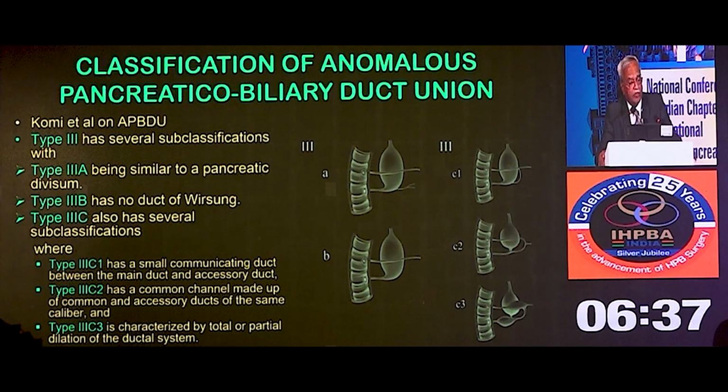Komi described type 3 and several subclassifications, 3A being similar to a pancreas divisum, 3B with no ductal versum. Type 3C also had several subclassifications. You have a C1 where there's a small communicating duct between the main duct and the accessory duct. C2 had a common channel made up of a common duct and the accessory duct of the same caliber. C3 is characterized by total or partial dilatation of the entire ductal system.